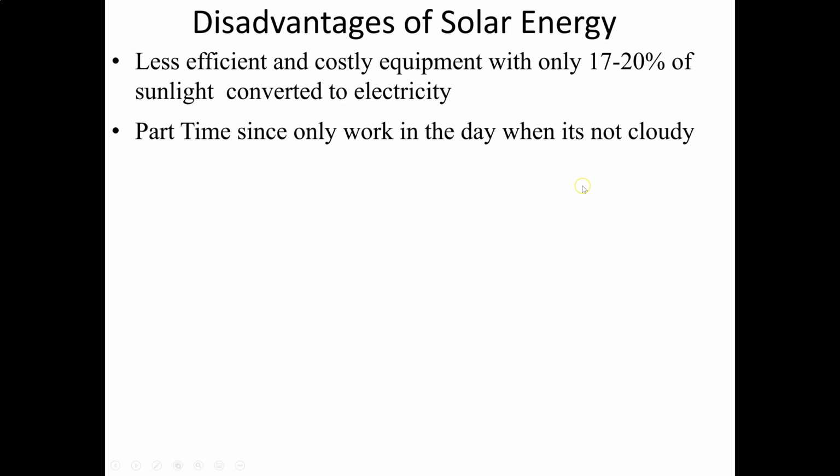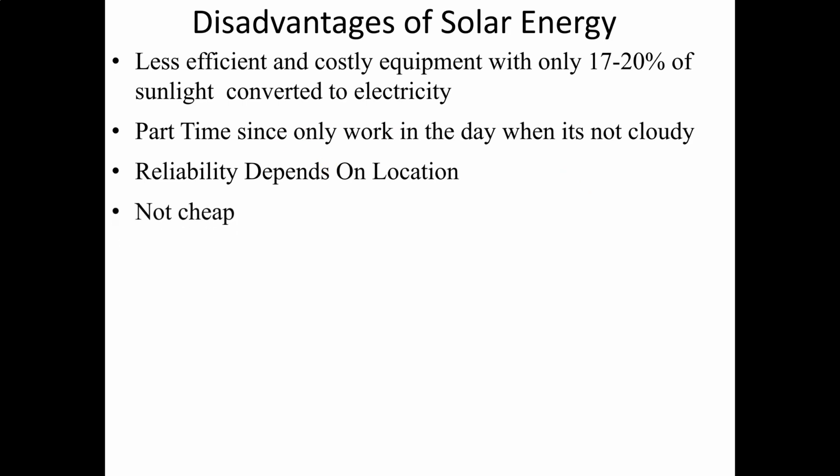Part-time, it only works in the day when it's not cloudy. Reliability depends on location. Some locations are better. Other things like trees and clouds impact it. And they're not cheap. Like I said, 20 to 25,000 is what you're looking at for a typical setup. And that is solar cells and photovoltaic cells.